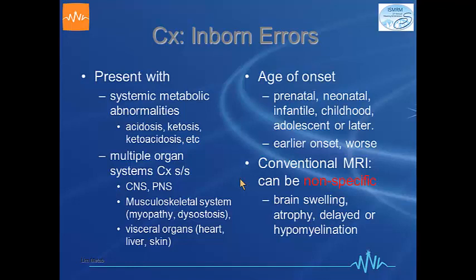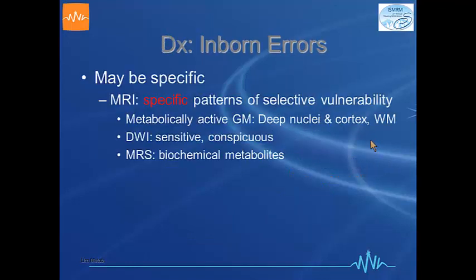As a general rule of thumb, the earlier the patients present, the worse the prognosis and the severity will be. But we have to be very aware that many of the findings can be nonspecific. You might just have a CT finding of brain swelling, atrophy, delayed myelination, and not a whole lot else.